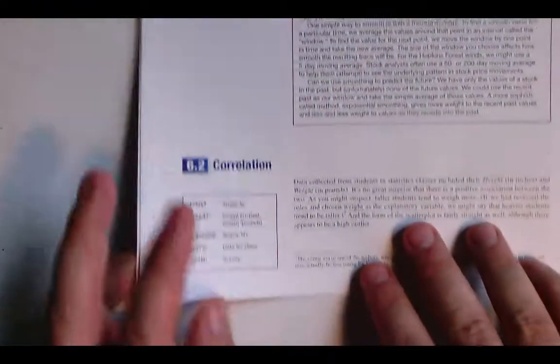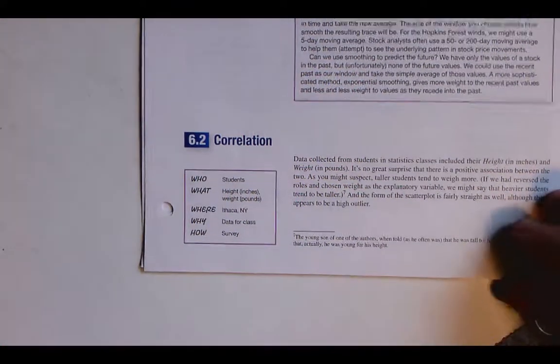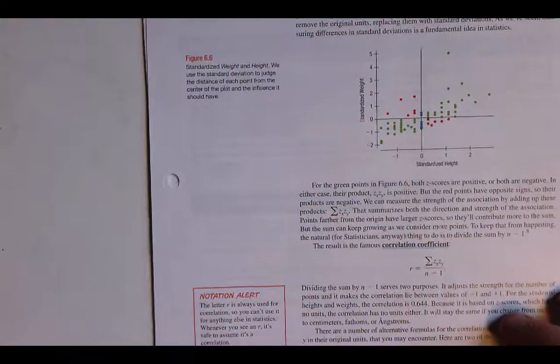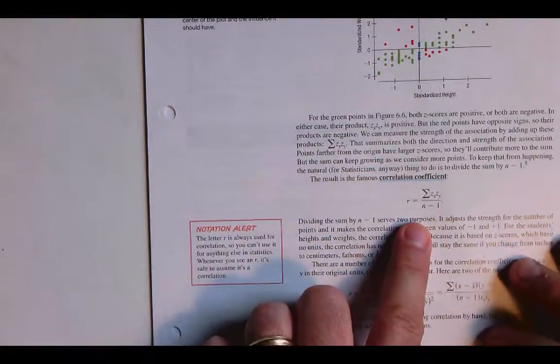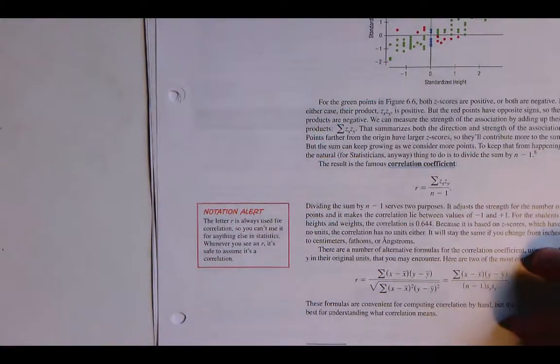So the correlation is a unitless measure of association between two variables. And section 6.2 describes the correlation. There's a really useful figure, 6.6, that describes a little bit how this is put together, along with the actual formula for calculating the correlation. We won't be doing it by hand, but it's useful to get a sense of what goes into the correlation.